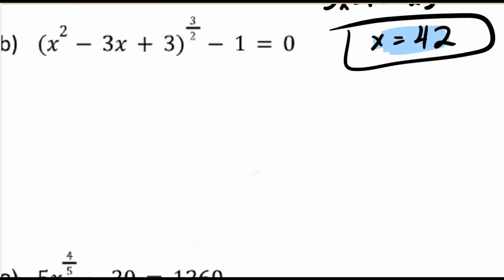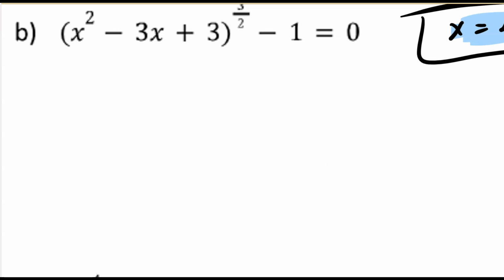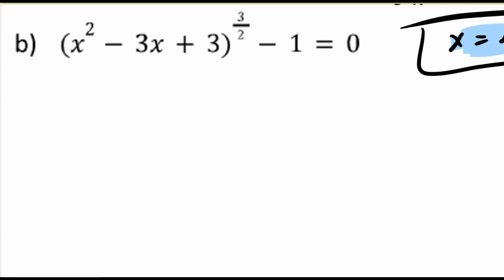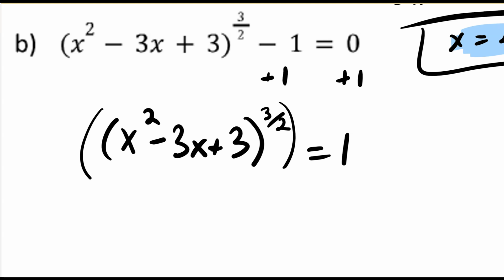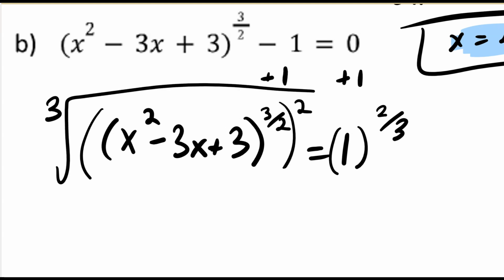Now, for something like b, we're actually not going to run into that issue. So this is actually a much easier problem to solve, because if I add that 1 over, and if I raise both sides to the reciprocal power, I'm raising both sides to the 2/3. And I do not run into that same issue, because when I'm raising something to the 2/3, I'm simultaneously squaring it and taking a cube root. Totally fine to take a cube root.